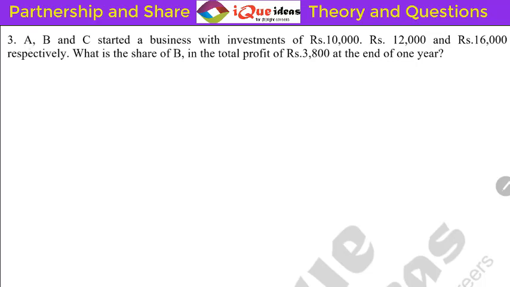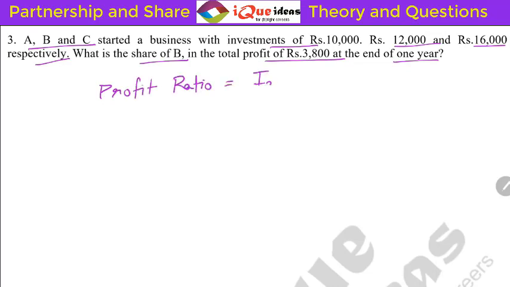The third question, it says A, B and C started a business with investment of 10,000, 12,000 and 16,000 respectively. What is the share of B in the total profit of 3,800 at the end of 1 year? Nothing mentioned about time. So straight away we say that the profit ratio is equal to investment ratio. And investments are given as 10,000, 12,000 and 16,000.